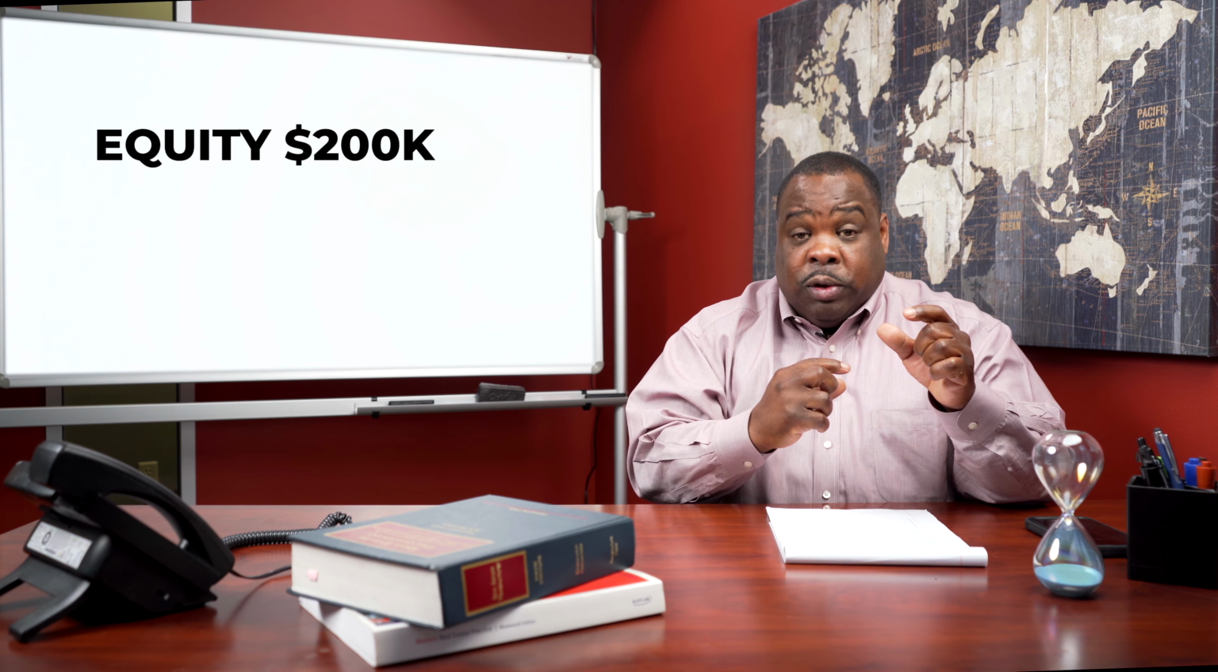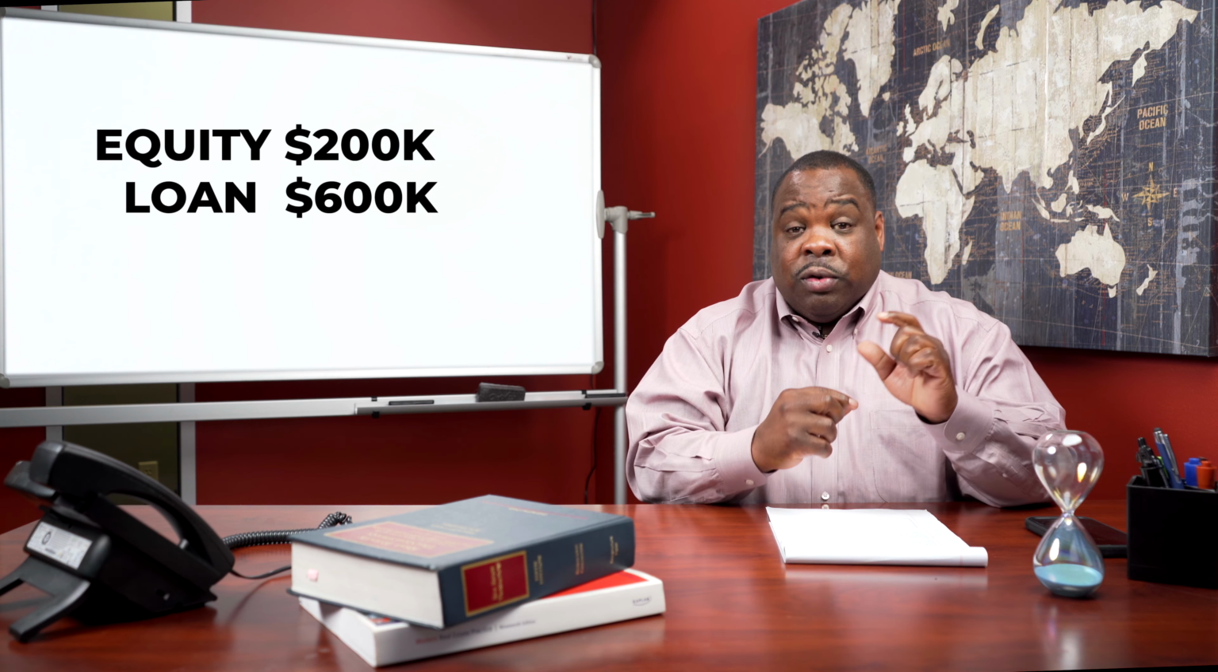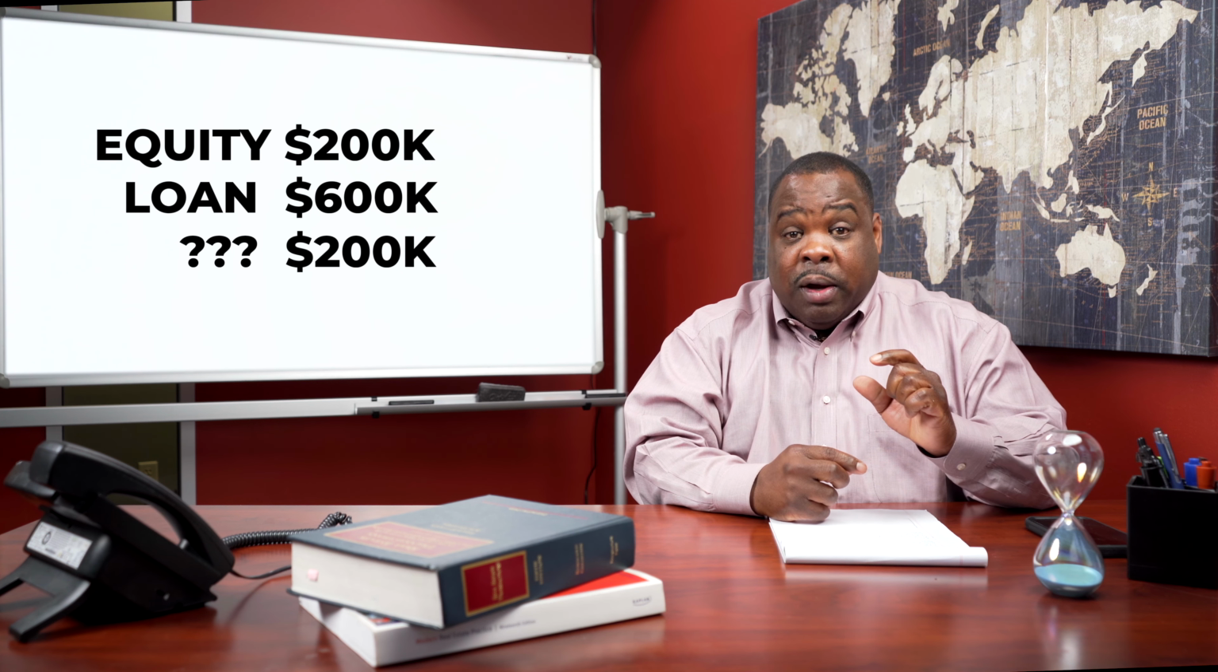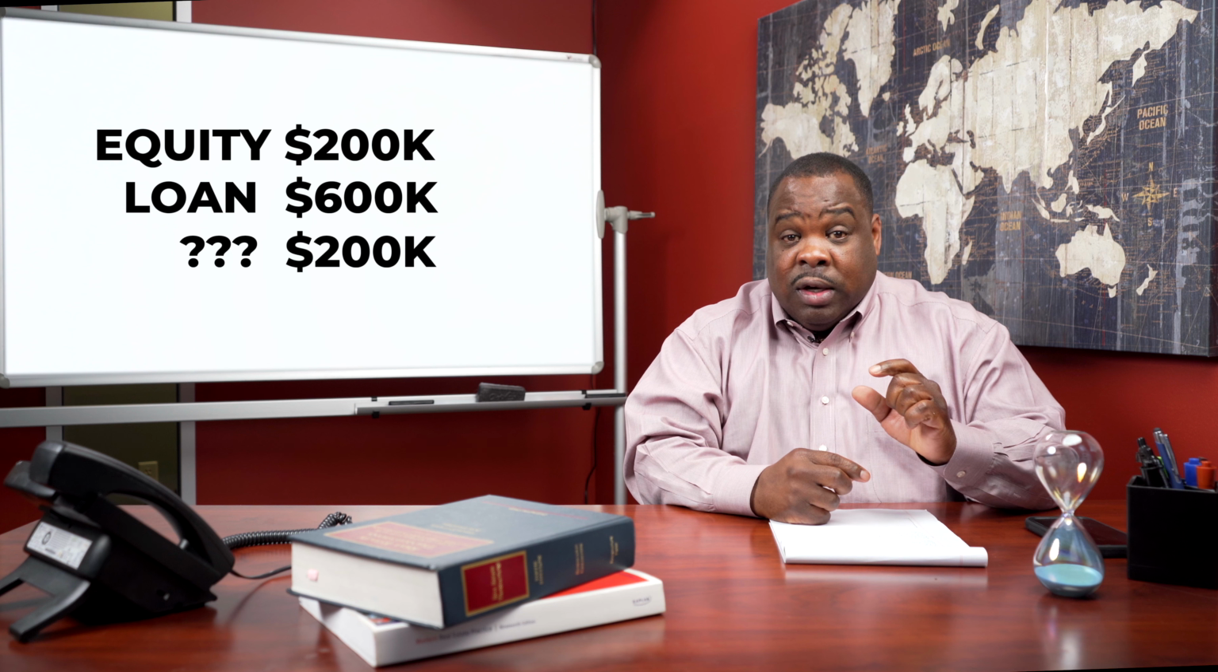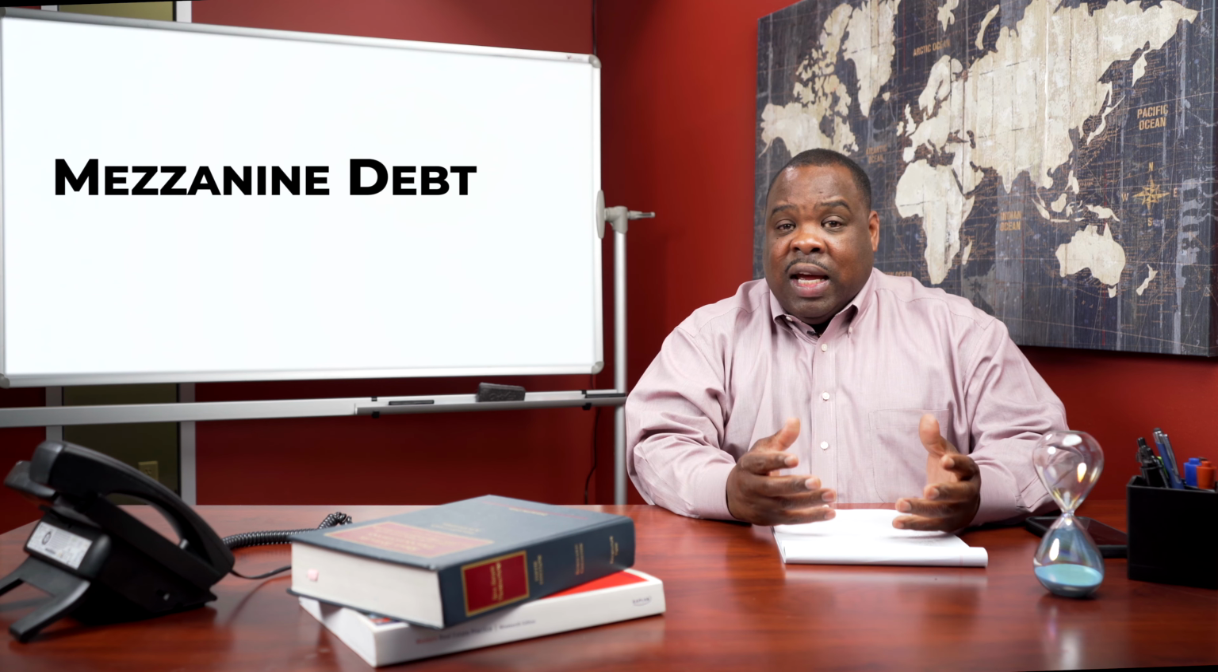The bank's contribution is $600,000, but there's a gap. There's a gap of $200,000. You can't raise the equity. You don't have the money, and the bank's not going to lend you any more money. So how do you fill that gap? Well, mezzanine debt is an excellent way of filling that gap.